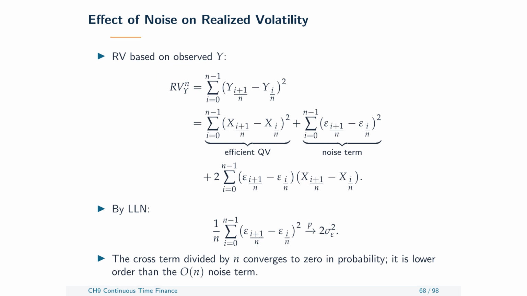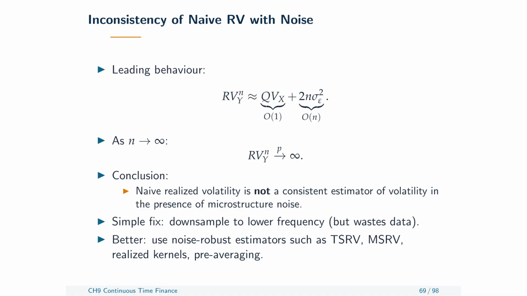Specifically, the average squared change in independent noise converges to twice the noise variance. The unscaled sum therefore grows approximately like twice sample size times noise variance. As sampling becomes arbitrarily fine, naive realized volatility based on Y diverges instead of converging to latent quadratic variation. This is a fundamental inconsistency, not merely a small finite sample bias.